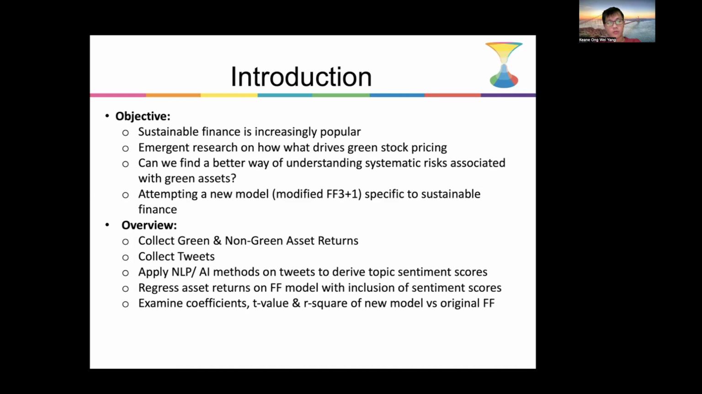So just a little bit of the overview of our work. So first thing we want to do is to collect green and non-green asset returns. So asset returns for green stocks and green equities versus asset returns for non-green entities, like the more brown, more polluting entities. And after that, we want to collect tweets, right? And apply some of the NLP methods on the tweets to derive topic sentiment scores. We want to then regress some of these asset returns on a Fama French model. So it's a famous financial model, and we want to see whether or not there's an additional alpha change with the inclusion of sentiment scores. And thereafter, we want to examine the coefficients of the new model versus original Fama French.